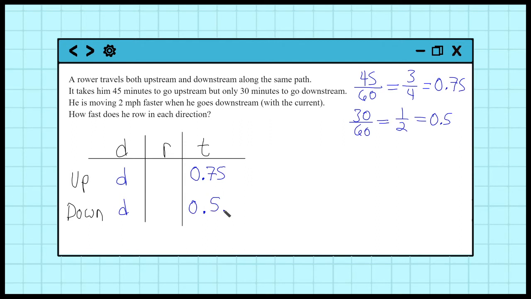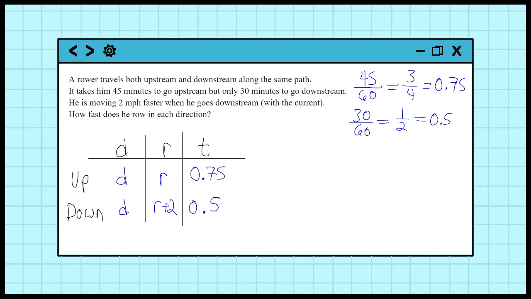So downstream only takes 0.5 hours. Now he is moving 2 miles per hour faster when he goes downstream. So then we could say that his upstream speed is R, which would mean that his downstream speed, which is 2 miles per hour faster, is R plus 2. So we want to know how fast does he row in each direction? How fast is he moving in each direction?